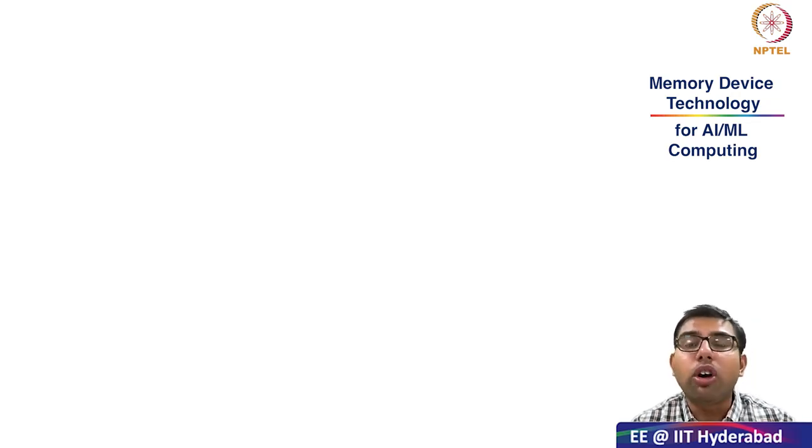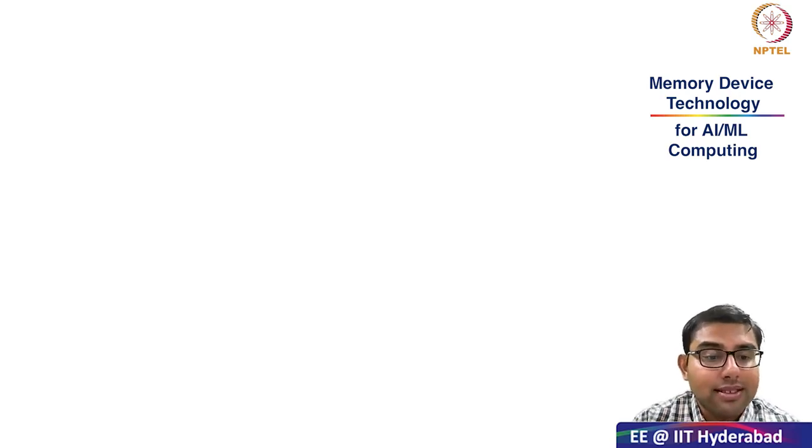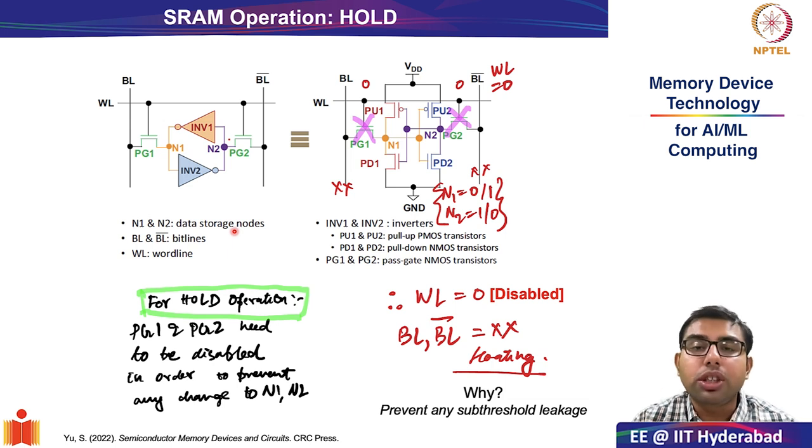So let's try to recall what we were doing in our third SRAM module. First, we started by understanding the basic structure of the SRAM cell. We saw that it consisted at its heart of a cross-coupled inverter, and this cross-coupled inverter gave you a butterfly-like hysteresis loop, and the regenerative feedback arising from the butterfly hysteresis loop was the reason for the memory effect.